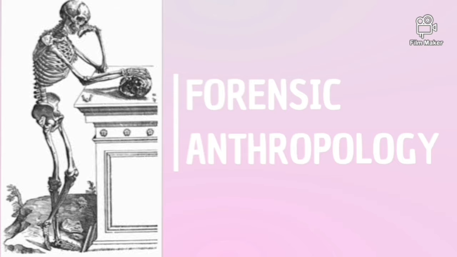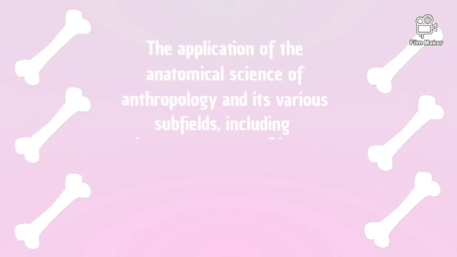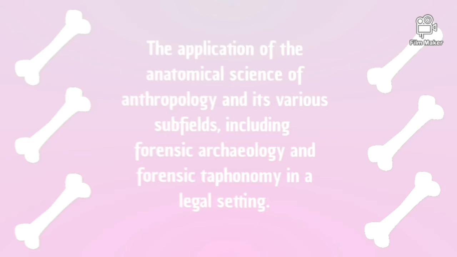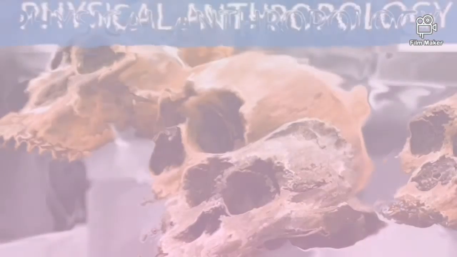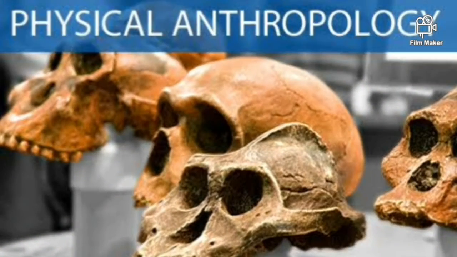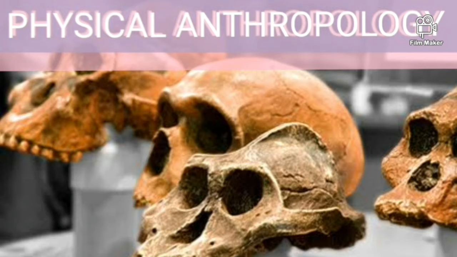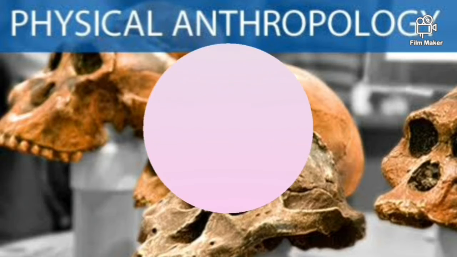The fourth is forensic anthropology. Forensic anthropology is the application of the anatomical science of anthropology and its various subfields, including forensic archaeology and forensic taphonomy, in a legal setting. Forensic anthropology is a special subfield of physical anthropology that involves applying skeletal analysis and techniques in archaeology to solving criminal cases.